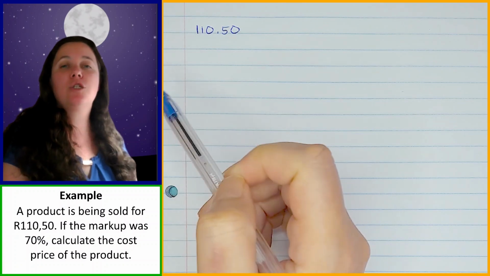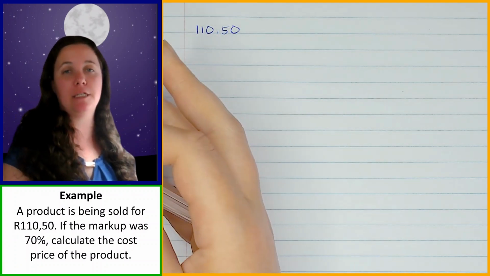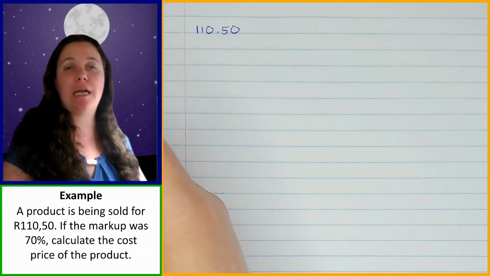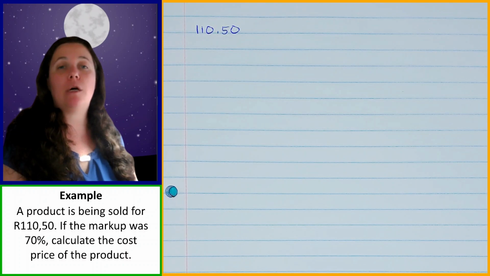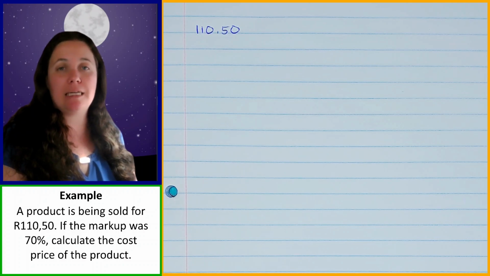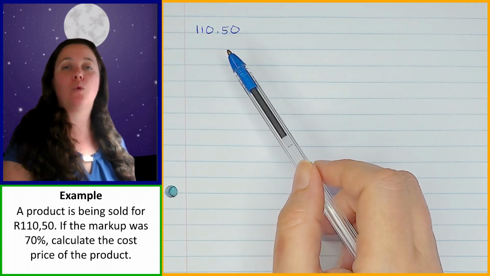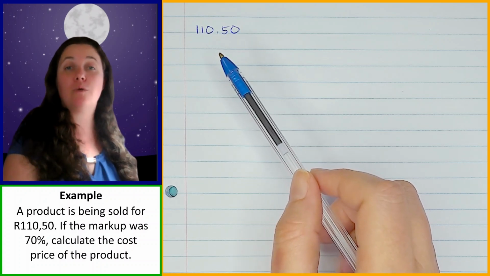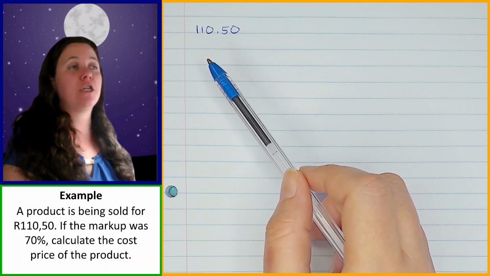Now, when you're wanting to work with amounts that are being affected by percentages, if you are just working out a percentage of an amount, then you're going to take that amount and multiply it by the percentage. The easiest way to do it is to write the percentage as a decimal fraction. However, if you are trying to work out what an amount was before it was changed by a percentage, so in this case, the product is being sold for 110 Rand 50.